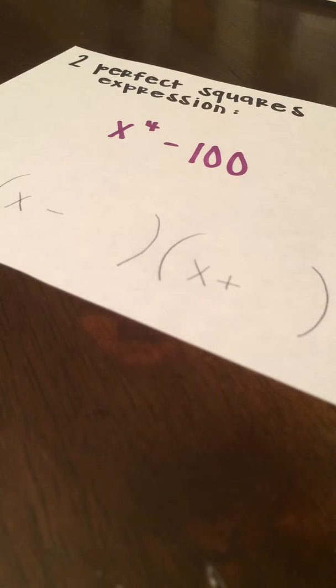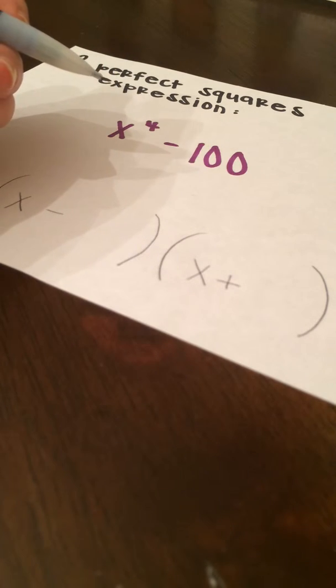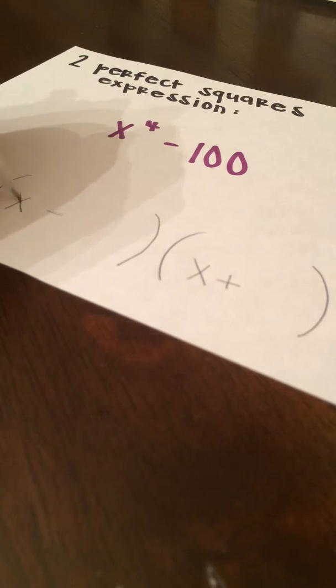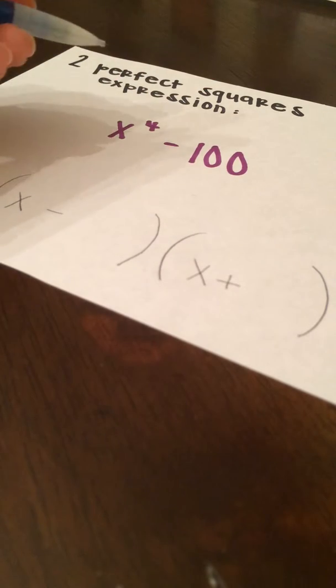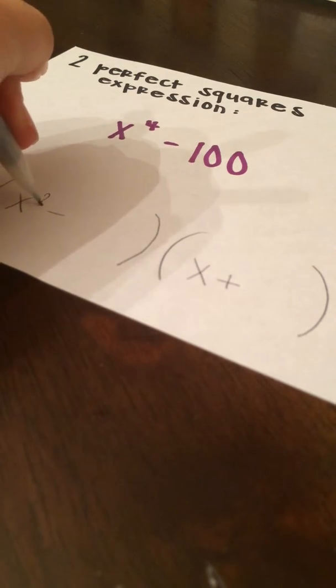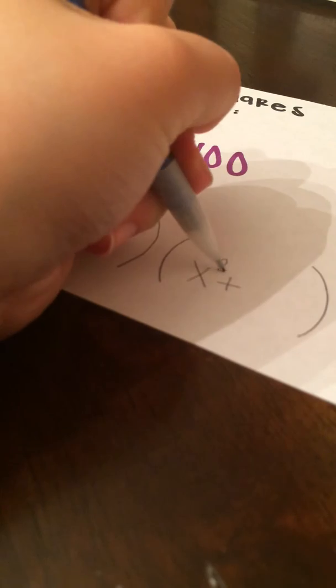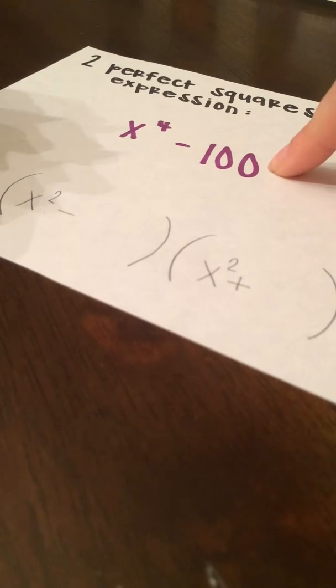And I have to think what goes into 100 and x to the power of 4 perfectly. So I know that I'm going to have my x's because x to the power of 4. So how do I get 4? I have to square it to both. And then 100, well, what goes into 100?